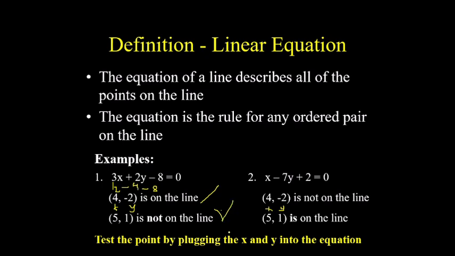But this statement is correct. Even if you try 4 minus negative 14, that is 4 minus positive 14, which is positive 18, plus 2, 20. So this is not equal to 0, so this is not on the line. And 5 minus 7 is negative 2 plus 2 is 0. That's why. So, test the point by plugging the x and y into the equation.